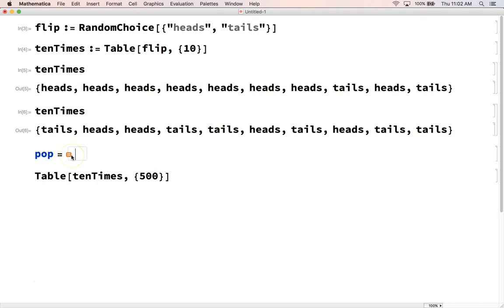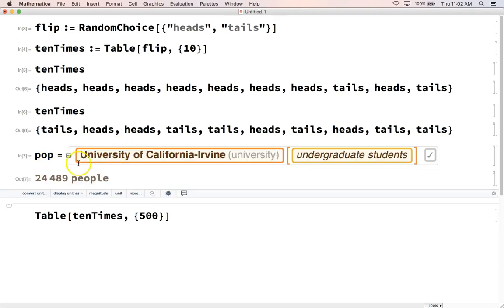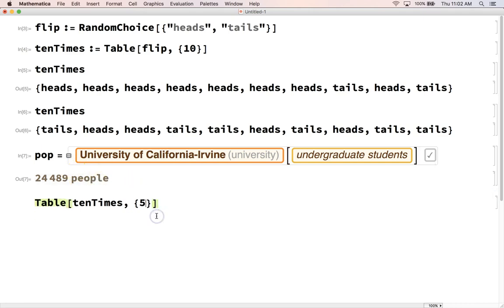So when I held down Control and hit the equal sign, that gave me this little orange box around an equal symbol. And then let me write undergraduates at UC Irvine. And then I'm going to evaluate it. So that's pretty cool. This pop variable that I just defined is defined to be 24,489, and the unit is people, but that's not going to have any influence on us. So instead of this 500, I'm just going to write in pop here. And let me call this total outcome.